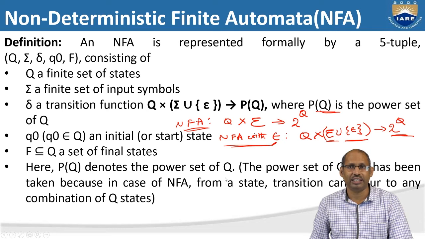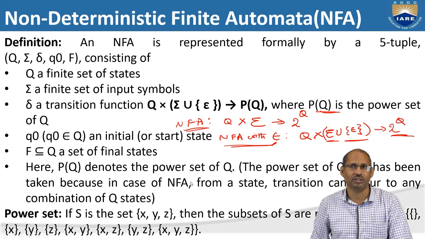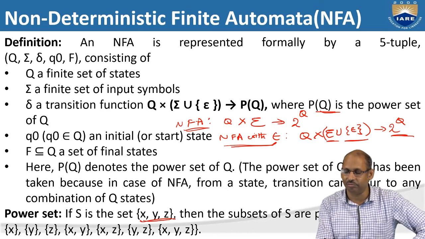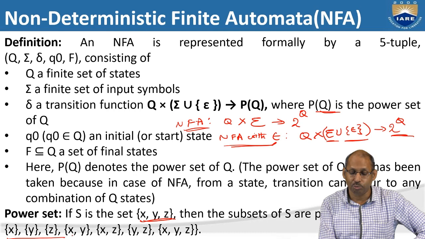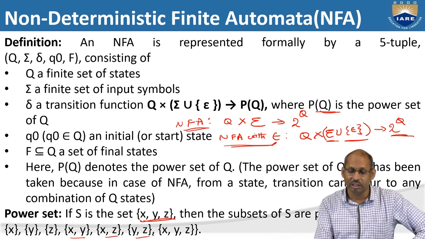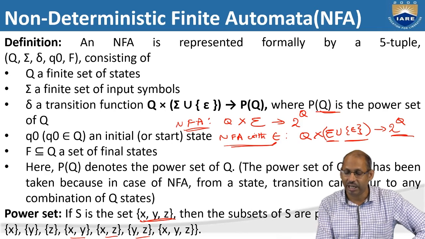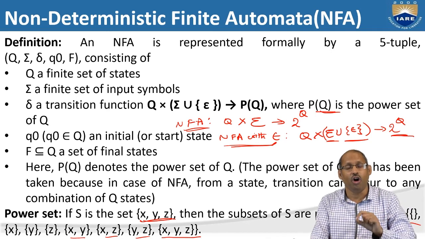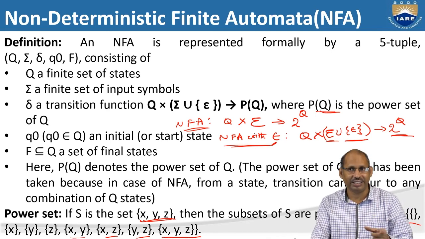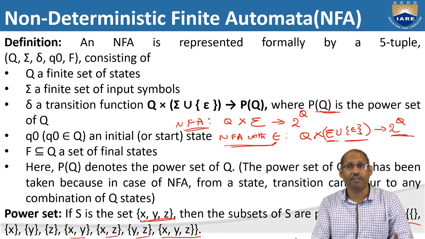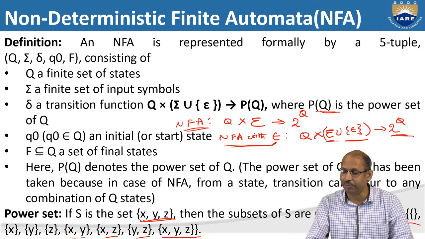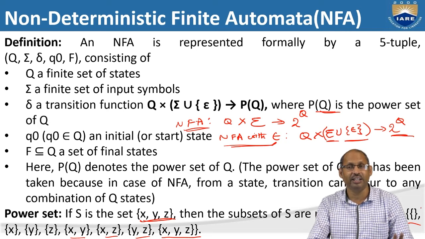So Q is a set, and P(Q) is the power set of Q. If the set is XYZ, then what is the power set? It is the empty set, X, Y, Z, all combinations of two states XY, XZ, YZ, and all three XYZ. It is the set of all subsets of the given set, called the power set of the given set.